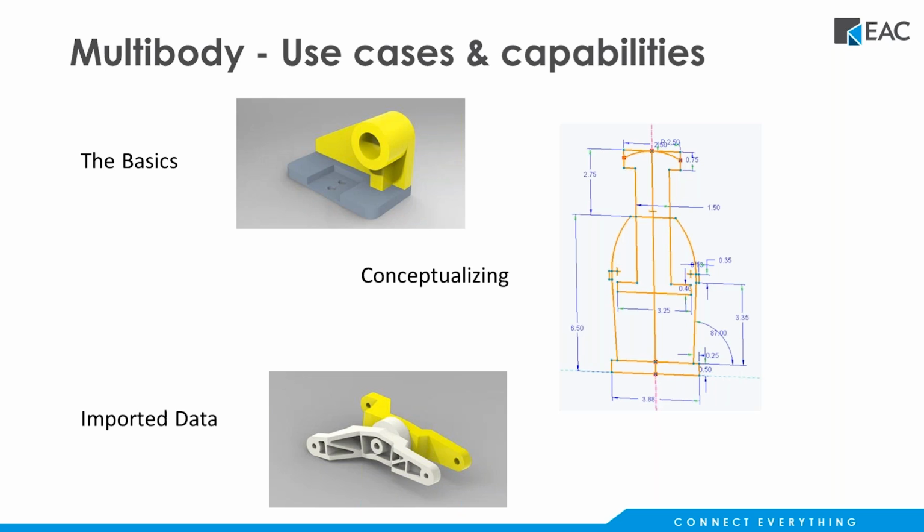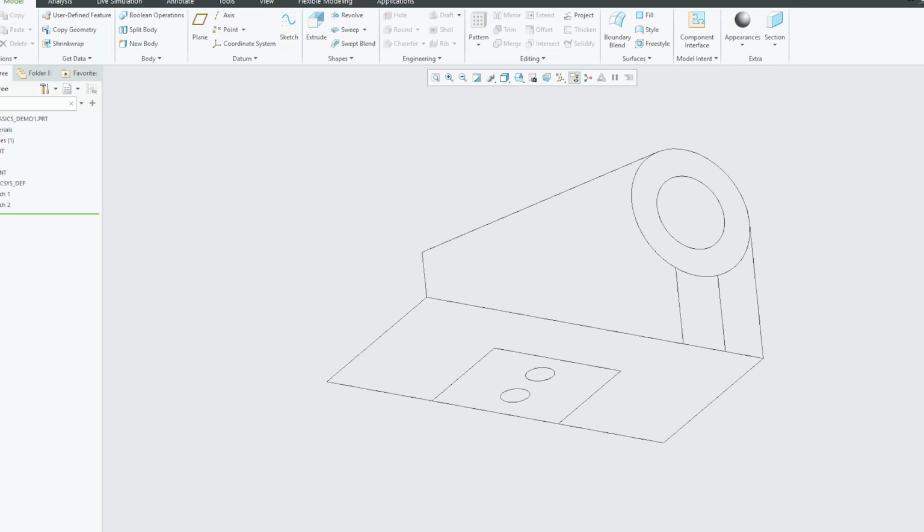Then I'll go through an example of using it to help conceptualize a design. And then finally, my third example is working with imported data and how we can leverage multi-body design to work with imported geometry. So with that, let's take a look at Creo.